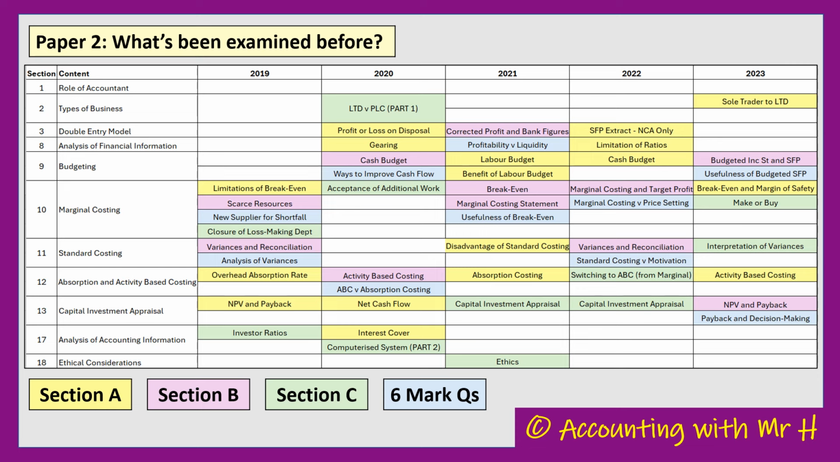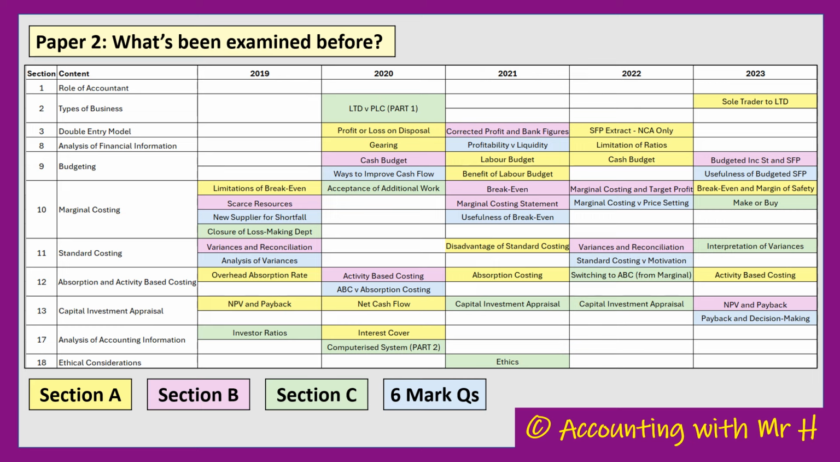Paper 2, types of business. Again, this topic is in both paper 1 and paper 2, and it's come up in various forms in paper 1. In paper 2, you can see there in 2020 there was a 25-mark written question, part of which involved discussion about whether a private limited company should become a public limited company.